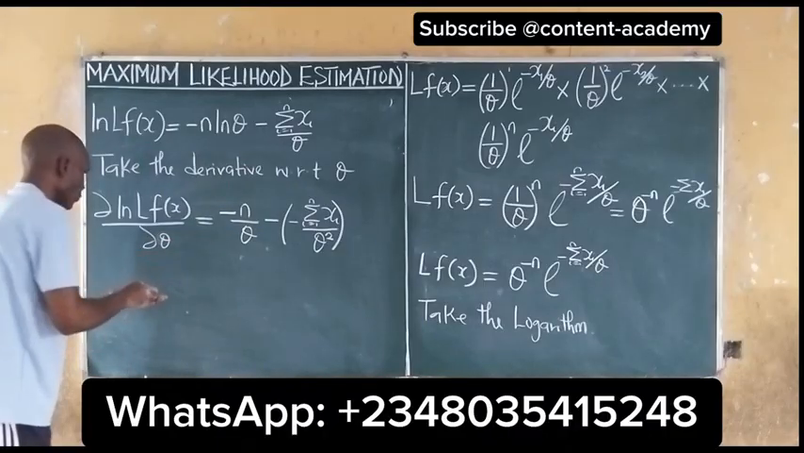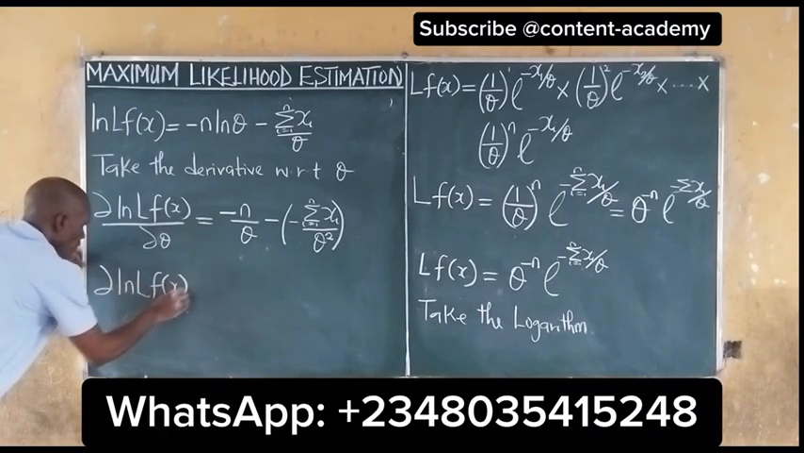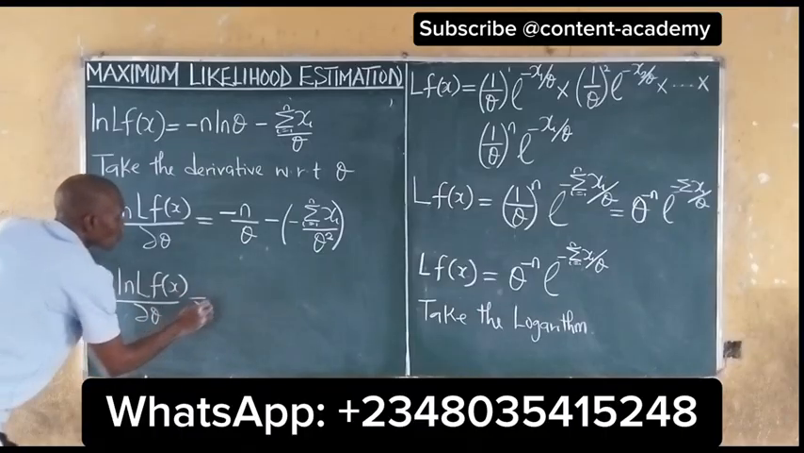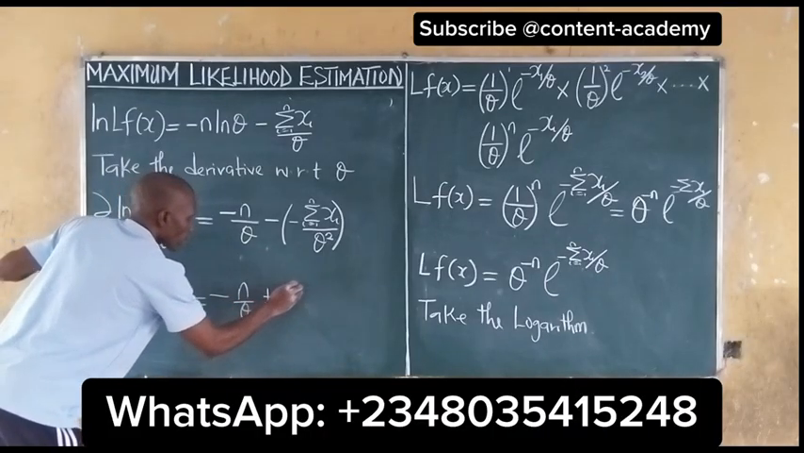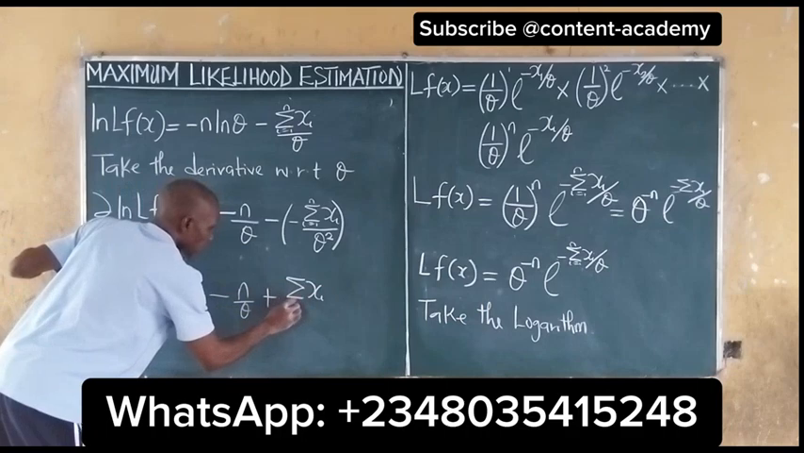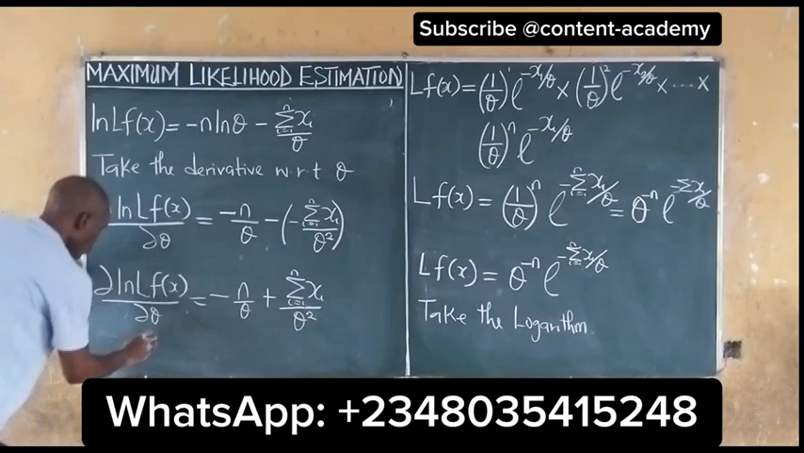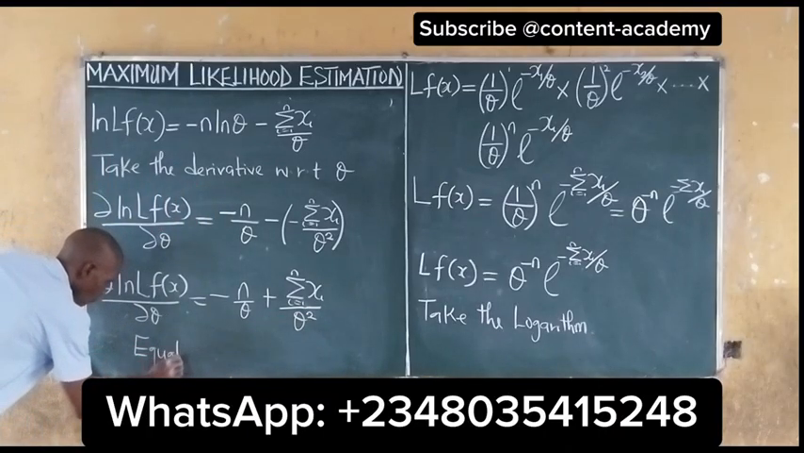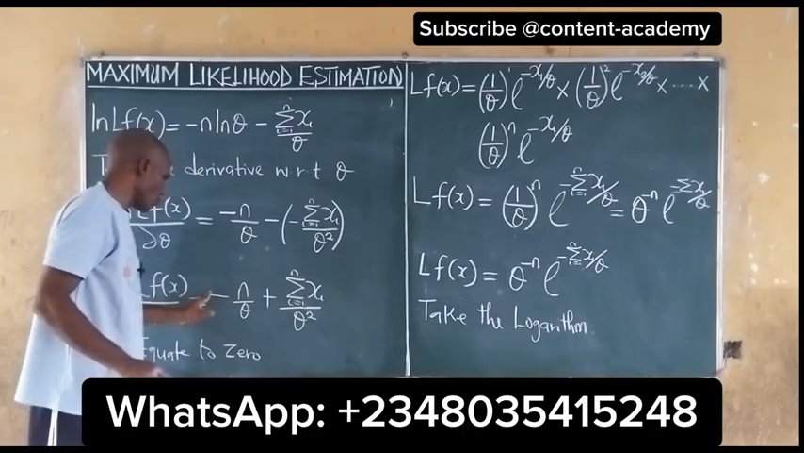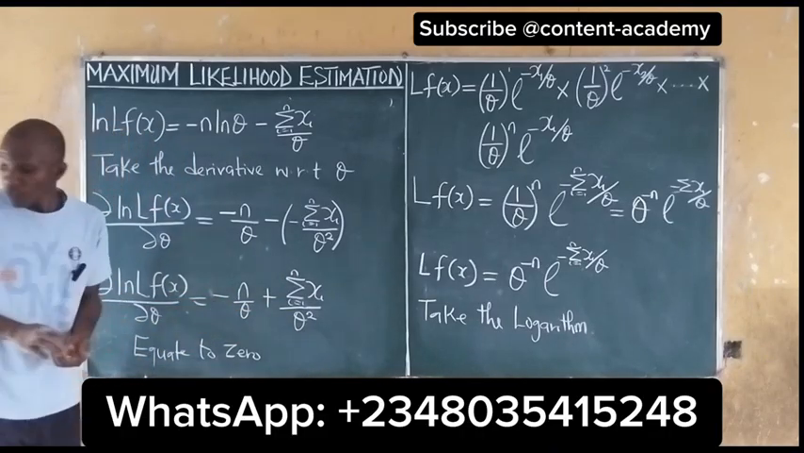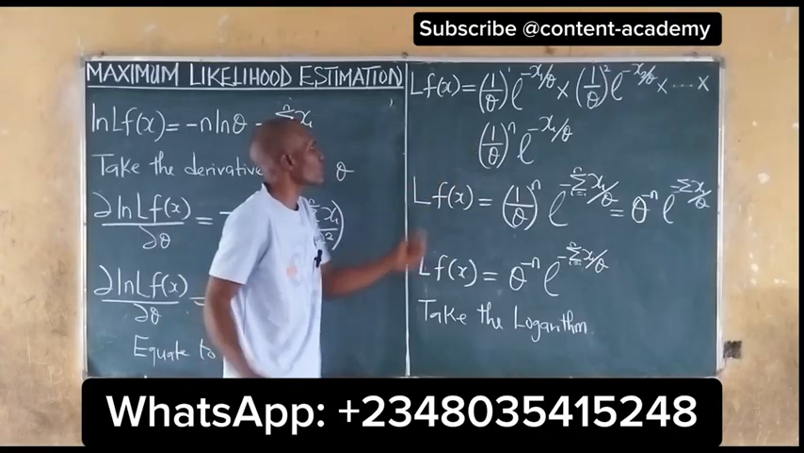So we can write this properly to give us the derivative of f of x with respect to theta to be equal to negative n all over theta plus summation of xi as i running from 1 to n all over theta squared. So we equate the whole of this to 0. We move over to this other side of the board to do that.